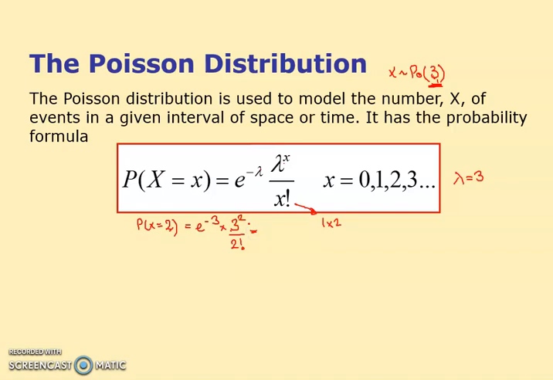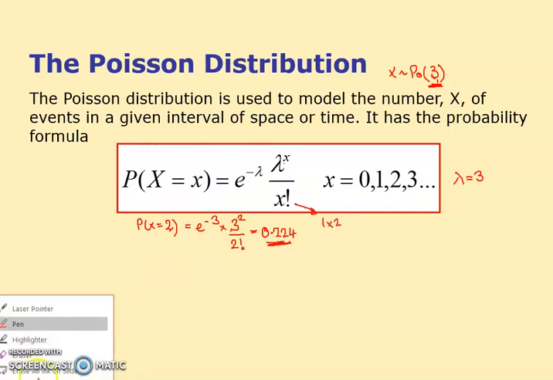So e to the negative 3 times 3 to the power 2, well, that's 9, or you can type it in, 3 to the power 2, divided by 2 factorial. And 2 factorial, there's a button on your calculator for that, or you can just know that 1 times 2 is 2, so you just divide by 2. Anyway, I get 0.224. So in my example, which I've just made up, 0.224 seems to be the probability of doing it. And these are the kind of things we have to do all the time.